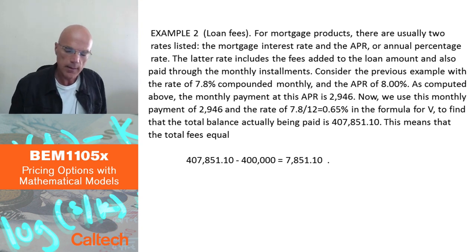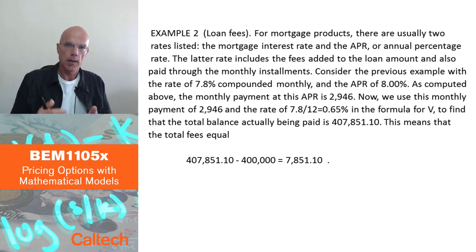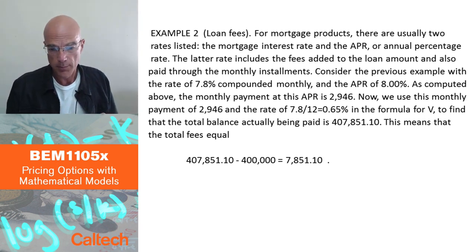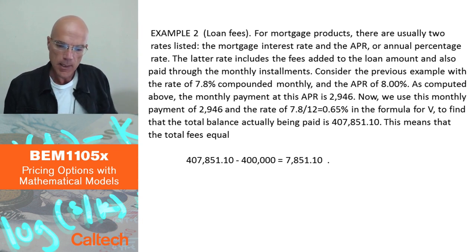So suppose we have exactly these numbers. The bank is quoting 7.8% for their rate, but for the APR on this particular mortgage, they're quoting 8%. Let's compute the amount of fees that you're paying. You could, in principle, ask your bank how much in fees they are charging, but to practice our formulas, let's compute the fees on our own from this information. The numbers are exactly the same as in the previous example.